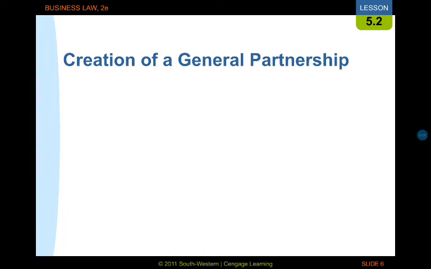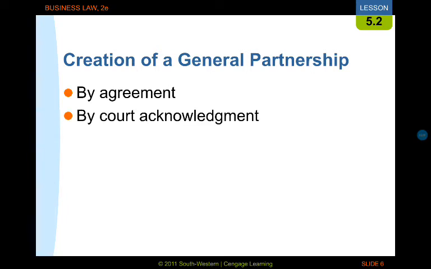All right, creation of a partnership: by agreement, by court acknowledgement. Certainly, if you're going to open a business with somebody, making an agreement, a formal agreement, is definitely top on the list. A lot of people who are friends and even family members go into business together. Even though that's the case, your friends and family, you still want to make sure you dot the i's and cross the t's and get the agreement in place.